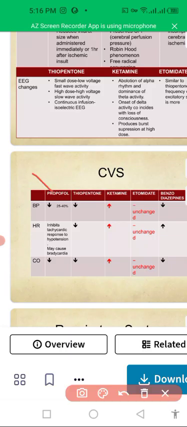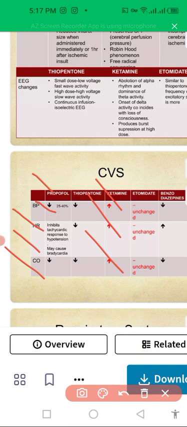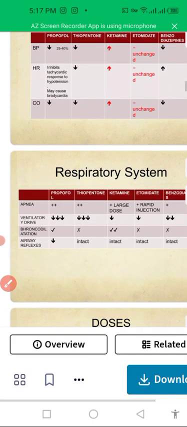Propofol decreases blood pressure by 20 to 40%, so you have to give it cautiously to a patient having hypotension. It inhibits the tachycardic response to hypotension, and may cause bradycardia and decrease cardiac output. So you have to give it with monitoring of blood pressure. Ketamine increases blood pressure, heart rate, and cardiac output. So ketamine can also be given to patients having cardiac problems, but you have to give it very carefully. Benzodiazepines like midazolam also decrease blood pressure, increase heart rate, and decrease cardiac output. So you have to take care of the patient, especially one having a cardiac problem.